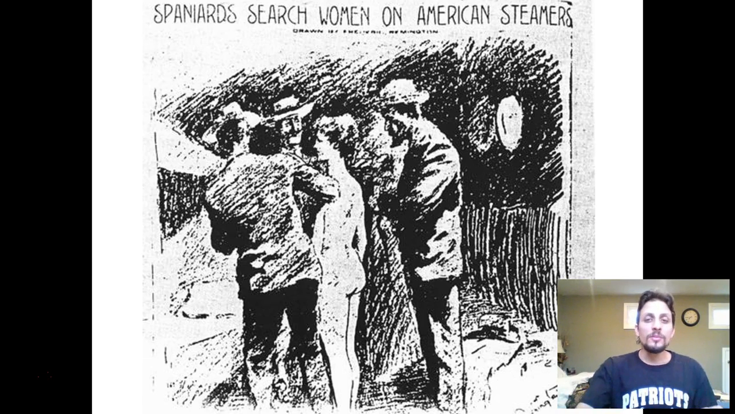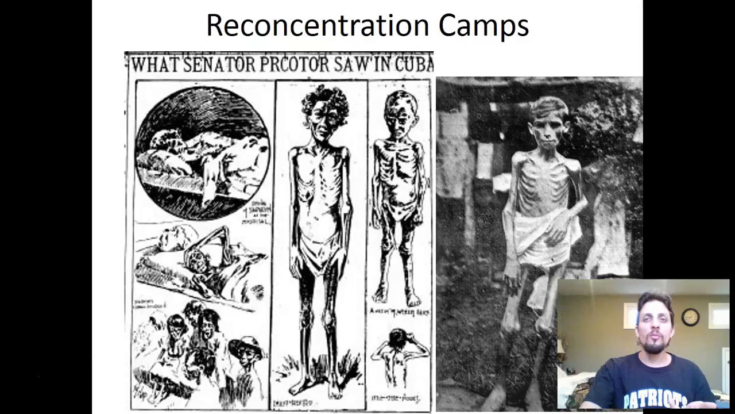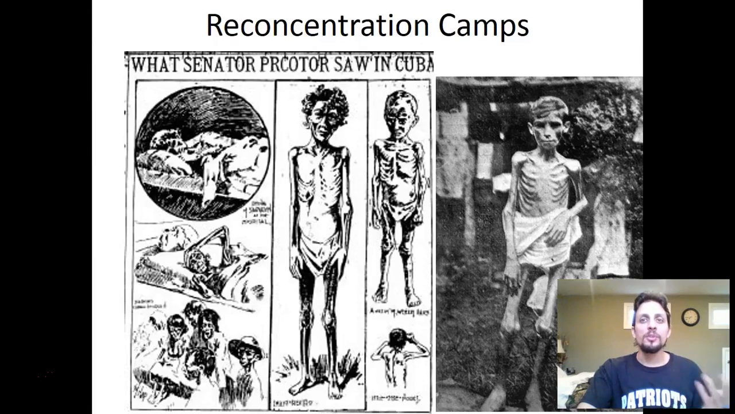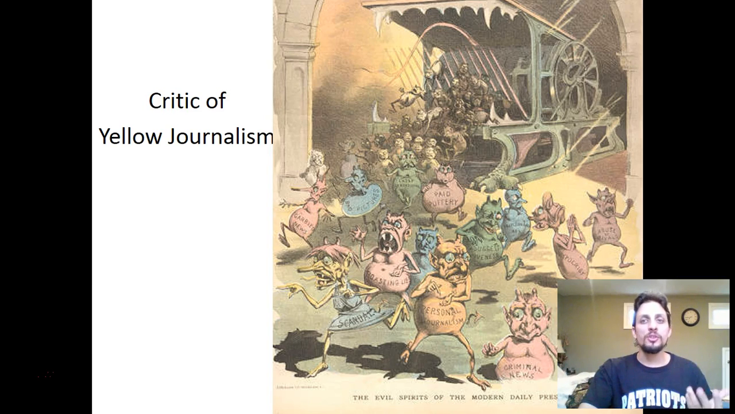Now, they're also blowing other stories out of proportion, that the Spanish are stopping American ships and searching American sailors and American women and doing all these horrific things to try and build up this momentum for war. Now, you have to ask yourself, why would these yellow journalists want war? Well, war sells papers. Great stories sell papers. So they are trying to pressure the public.